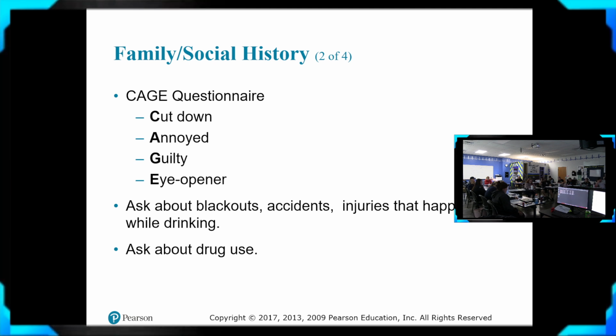The CAGE questionnaire. Ask about blackouts, accidents, injuries, and what happened. This is one of those things we can use when people are under the influence of mind-altering substances, ranging from alcohol to illicit drug use. Cut down, annoyed, guilty, and eye-opener. They'll go through those different stages.